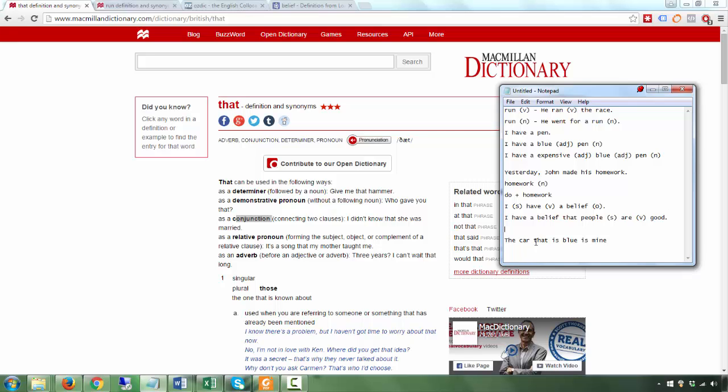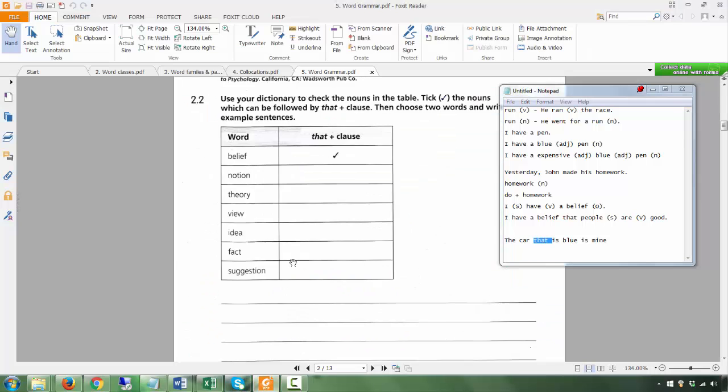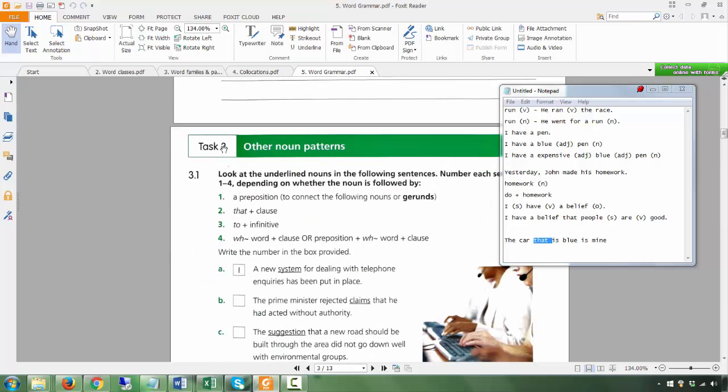So this is used as a relative pronoun, okay? But anyway, just don't get confused, but don't confuse yourself also, because these are very advanced stuff. I'm just letting you know that this kind of that is not the same as what we're talking about. Okay, now then we go to task 3.